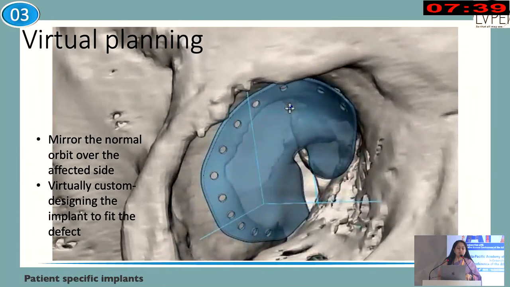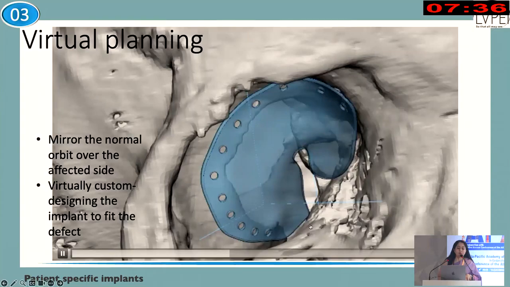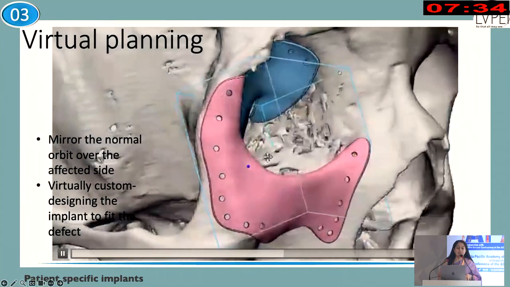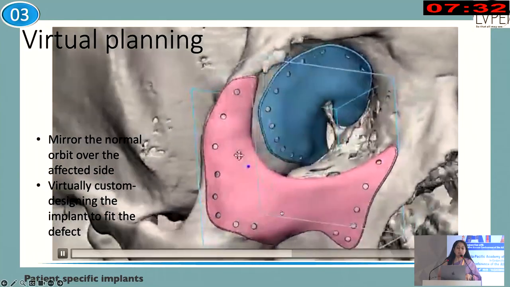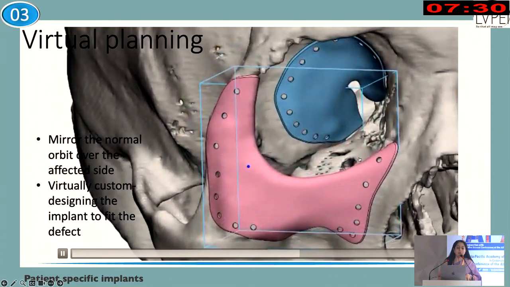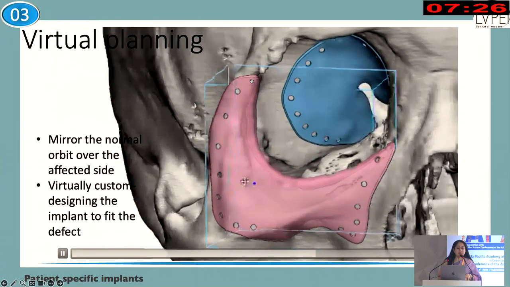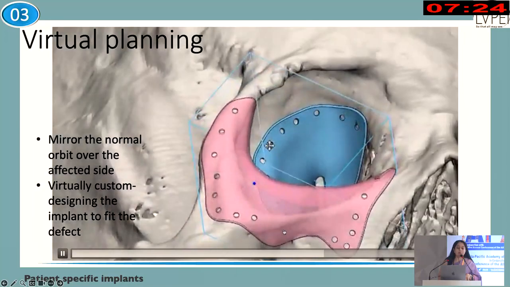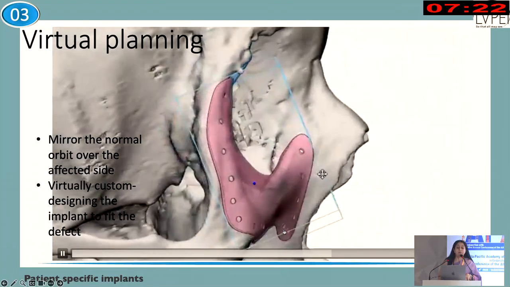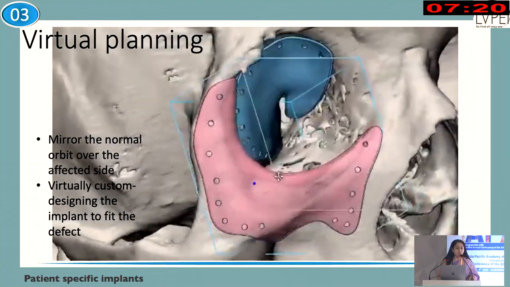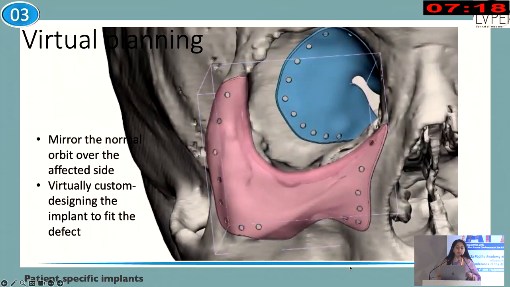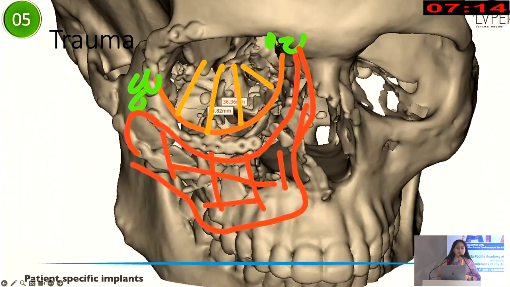Along with this, you can see that the right side orbit also has an increase in the vertical dimension of the orbital aperture. And that is also corrected by symmetrizing the orbital aperture to the contralateral side. All of this can be done by readily available online softwares, and there are several companies that can help you do this kind of planning.